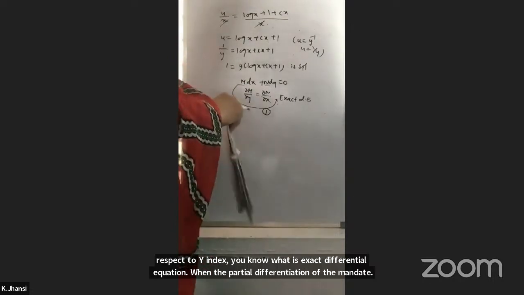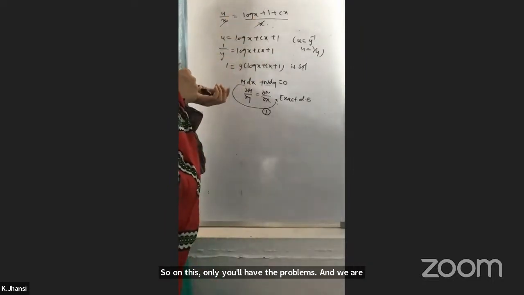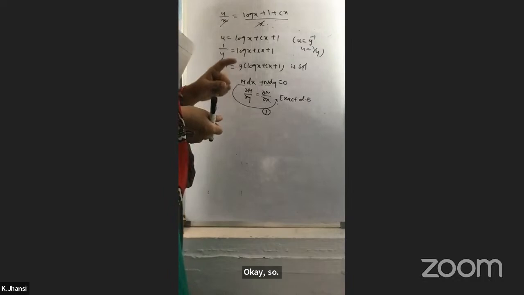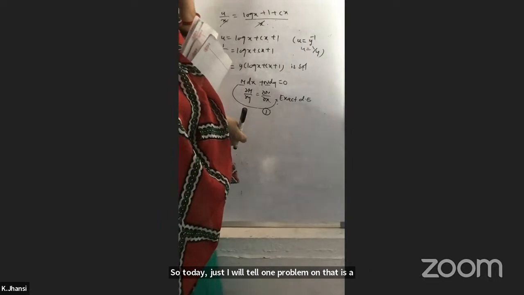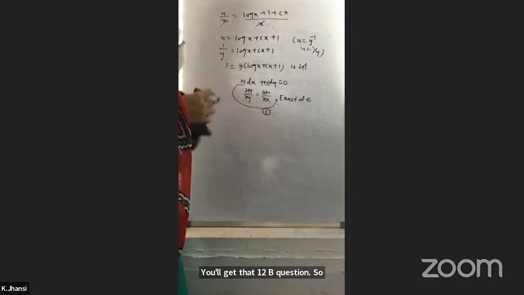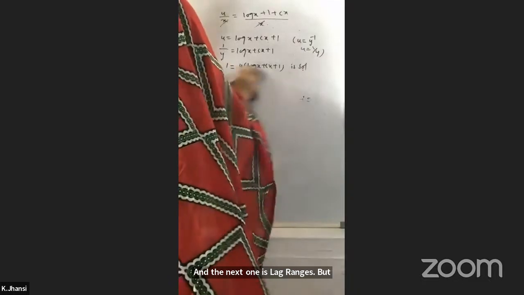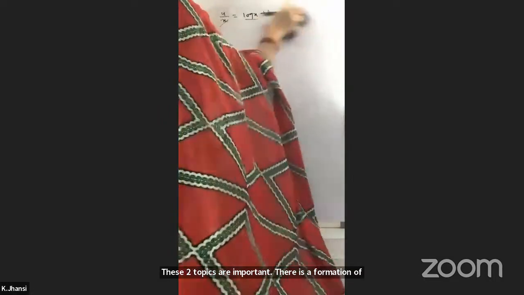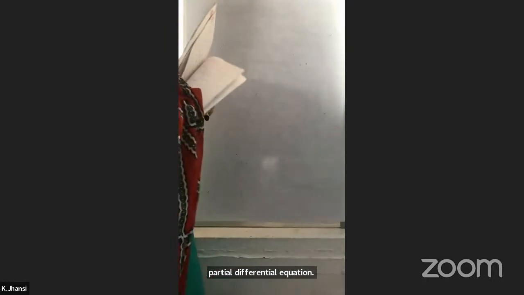Due to less time, we are unable to go into exercise 9. That is exercise 6. Yesterday we saw up to exercise 9. So today I will tell one problem from the 12th unit. From the 12th unit you will get the 12B question. One 5 marks question will be on partial differential equations, and the next one is Lagrange's method for finding the problem. These 2 topics are important. The formation of a partial differential equation is the 5 marks question, and Lagrange's method is the 10 marks question.